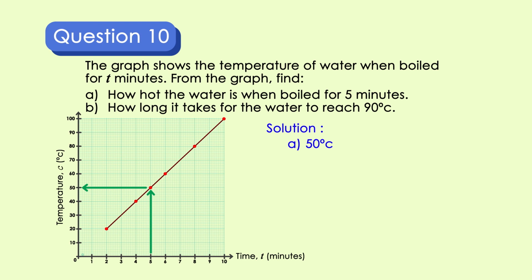In order to find the time taken for the water to reach 90 degrees Celsius, you must draw a straight line at y equals 90 degrees Celsius. And from the graph, we know it takes 9 minutes for the water to reach 90 degrees Celsius.